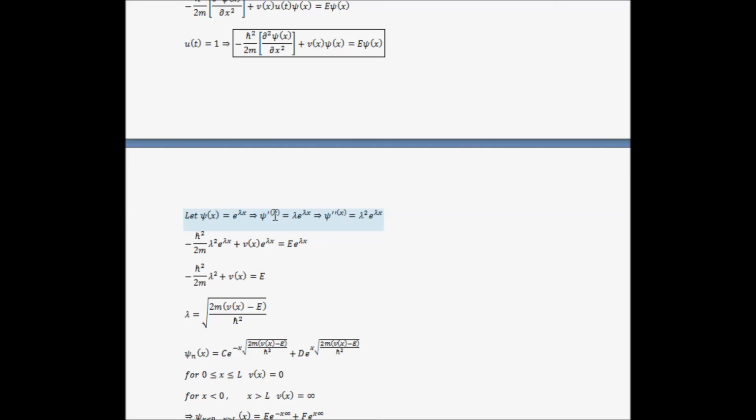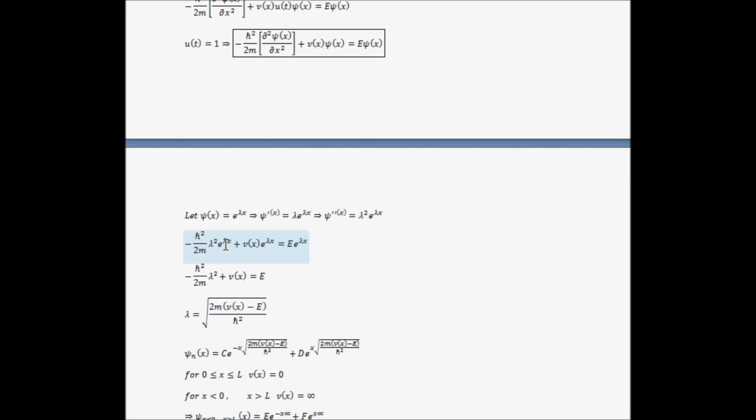Instead, these shouldn't be superscripts. These are the derivatives. So I've differentiated psi of x with respect to x to get lambda e to the lambda x, and then I've done it again to get lambda squared e to the lambda x. The second derivative of psi with respect to x. You substitute this guess, that psi of x is in this form, back into the time-independent Schrodinger equation, to get this.